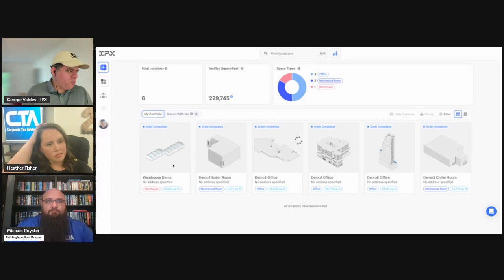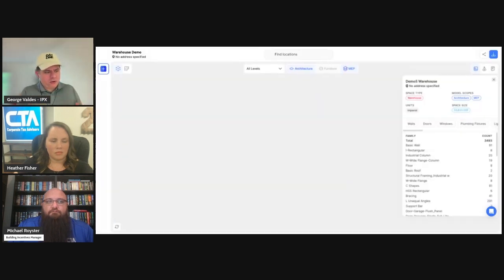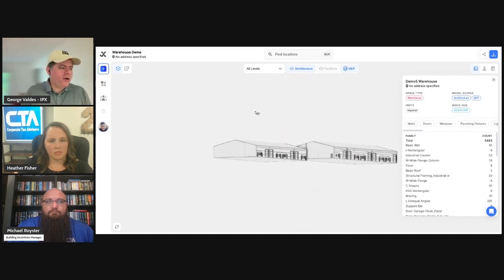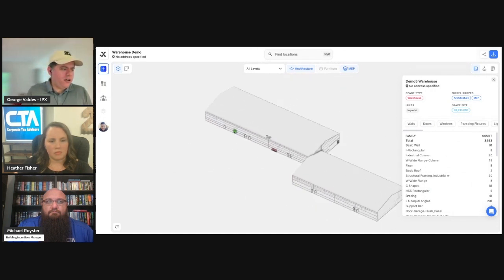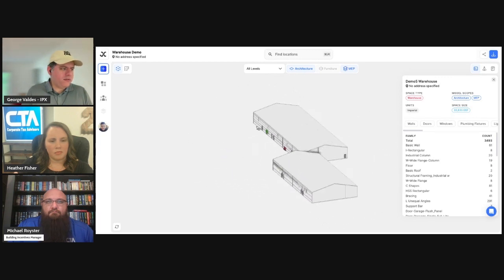But I'm going to click into one of these projects, this warehouse, and then you'll be able to see, when we think about managing this portfolio, how do we view these models? I don't have Revit. I don't want to open Revit to be able to view the 3D. I don't have AutoCAD. I don't need to do that, as an owner. Well, you don't have to. And so what you see here is the actual 3D model of the warehouse, the existing conditions of it.